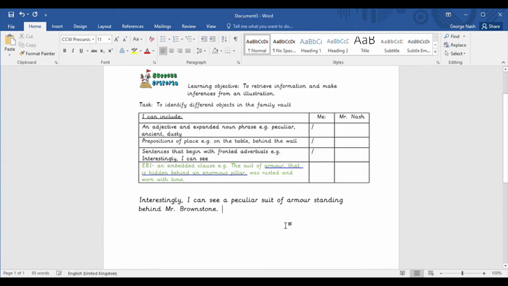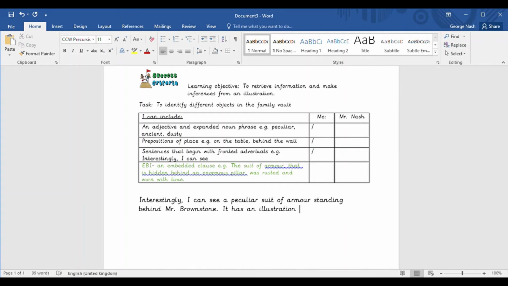That's brilliant. I'm going to still keep using them though. I'm not going to use them once because I'm really going to prove to Mr. Nash that if I use them several times correctly, that really shows I understand what I'm doing. So, interestingly, I can see a peculiar suit of armour standing behind Mr. Brownstone. It has an illustration. Let me look at that dragon. I think it's quite a scary looking dragon, if it is a dragon.